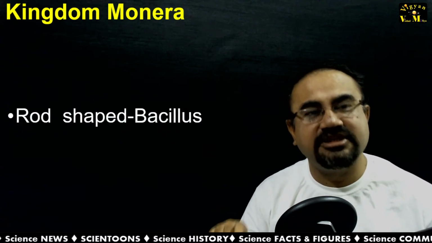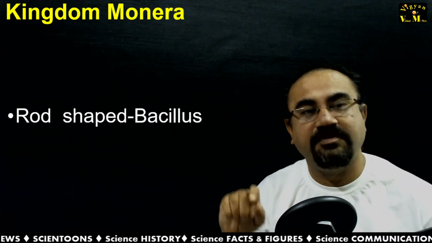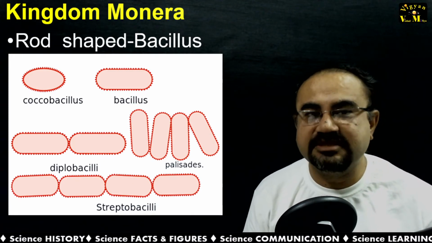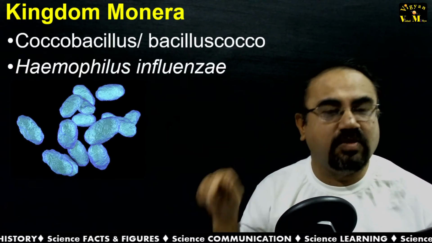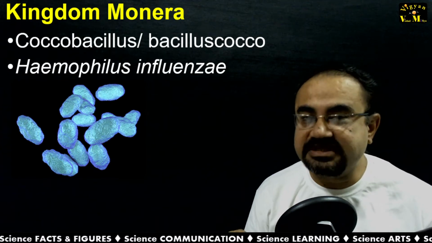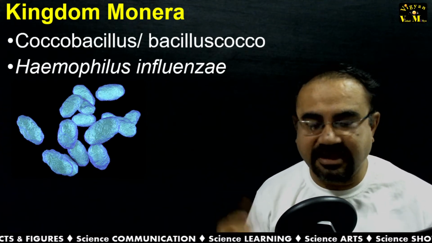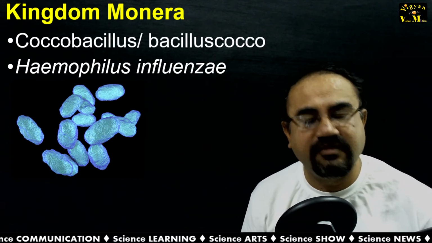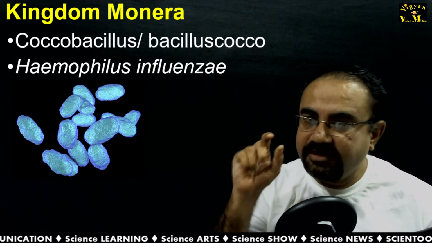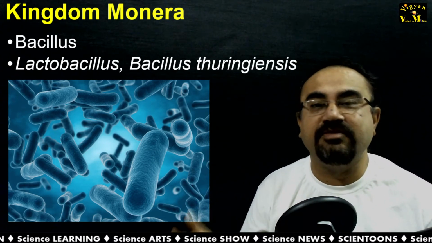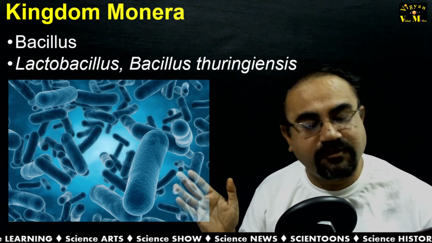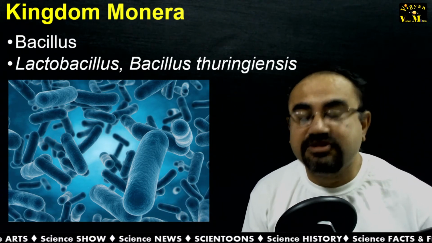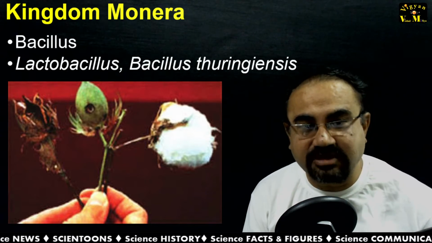Now next is the rod shape, that is bacilli or bacillus. Rod shape is bacillus, where the single one with an almost coccus shape is coccobacillus, and the best example is Haemophilus influenzae, which is associated with influenza. Normal bacillus is well known by Lactobacillus. Imagine the curd formation from milk, that is Lactobacillus, and Bacillus thuringiensis, that is Bt cotton.